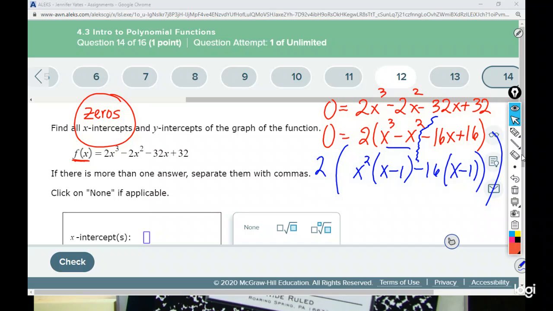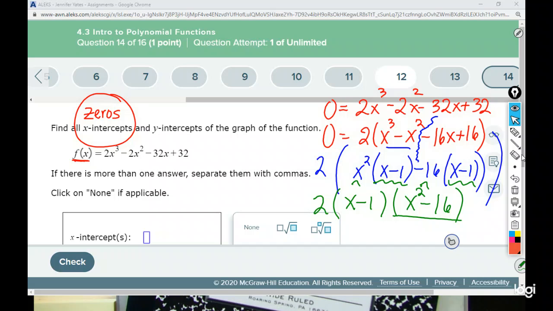What do you notice that we have in common? All right, so I can now rewrite this. My 2 is out there. I've got a greatest common factor of x minus 1. And then I have left x squared minus 16. Hey, you think you're done? And you're not.